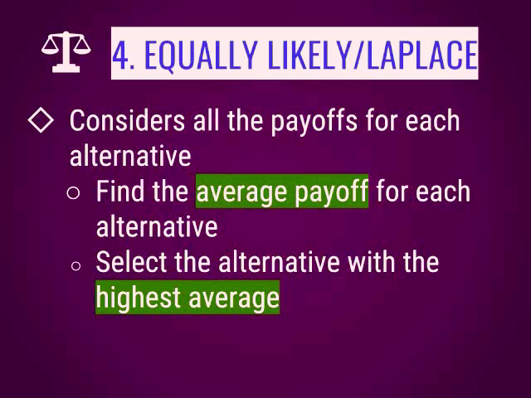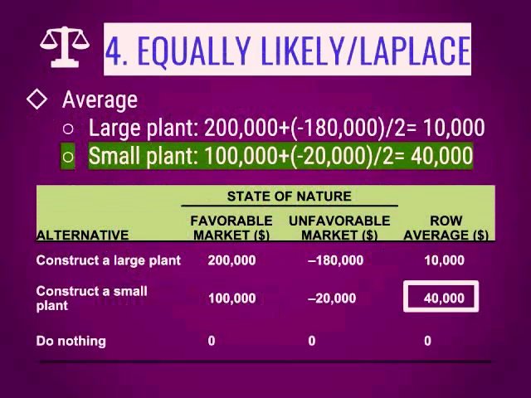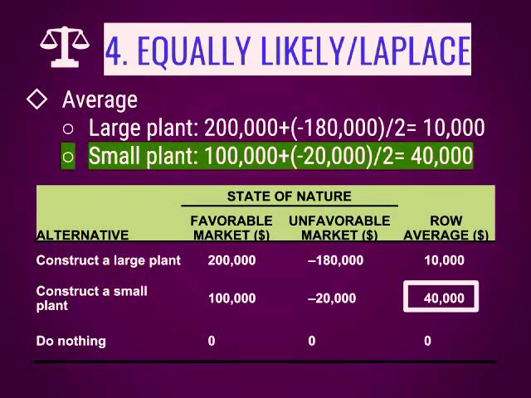In order to make a decision, first, we find the average payoff for each alternative by getting the average. For the large plant, the average is $10,000. For the small plant, the average is $40,000. And finally, for do nothing, the average is 0. After which, we choose the alternative with the highest average, which is to build a small plant, as our decision.